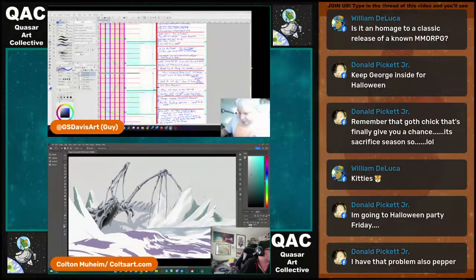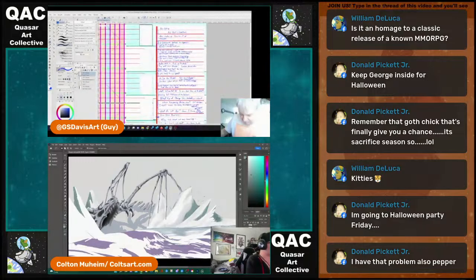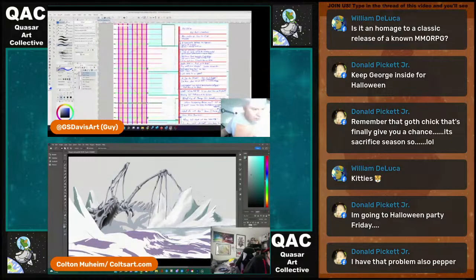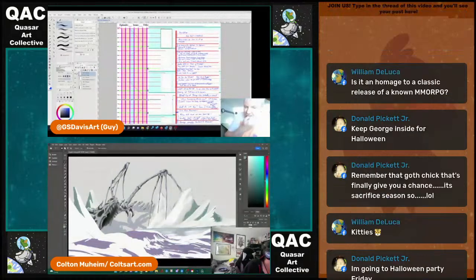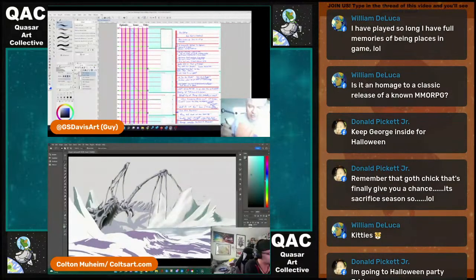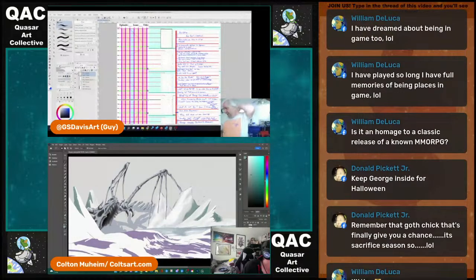It helps me kind of plot it out along the map here. So now we're kind of looking at this map, and the pressure points of manga, right? Full memories of being places and games. That's so weird. It's so true. You have these memories. I was at this place, at this location, like a real place. Yeah, I've done that too.